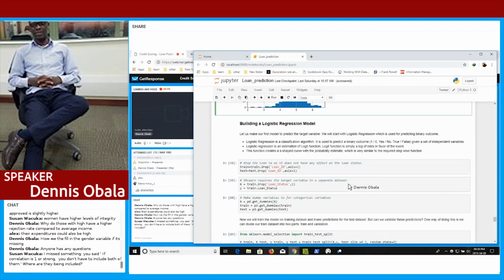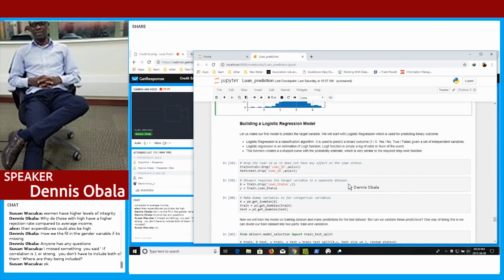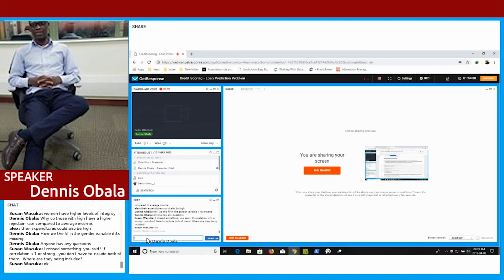So we'll get to building the logistic regression model. Logistic regression is basically a classification problem. It's just binary, either a yes or a no, or a true or false. That's basically the logistic function. It's an estimation of the logit function, the log odds in favor of an event. Basically, what we mean by the odds, let me ask if anyone knows how to calculate the odds. How do you calculate odds?